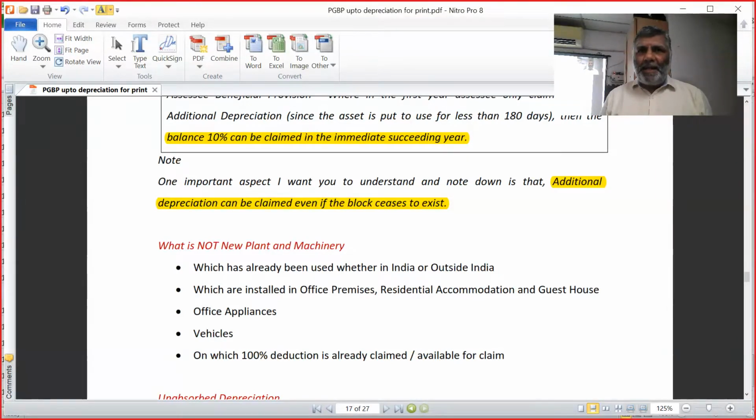You can still claim 10%. The question here is, what if in the first year I claimed 10%, and next year I have sold the machinery? The answer is still that you can claim the balance 10%. Here the conditionality is that you should have purchased the machine and used it for the purpose of manufacturing. Anyhow, when you sell the machine, the block value reduces and your normal depreciation reduces, all those things are there, but you can still claim.